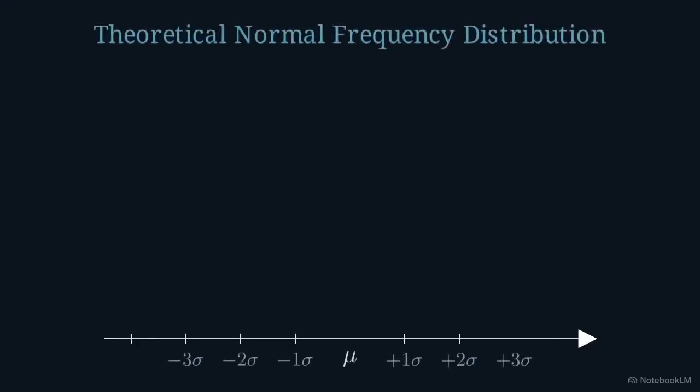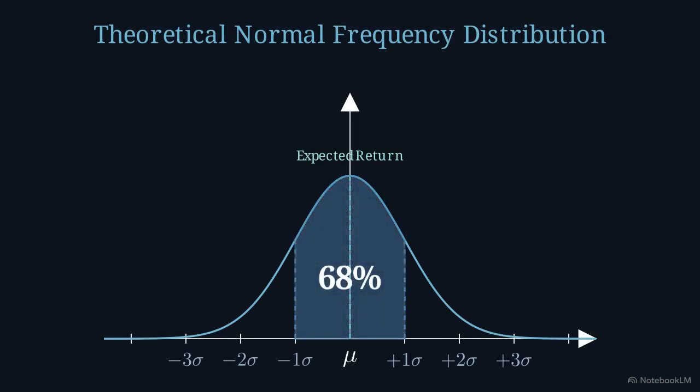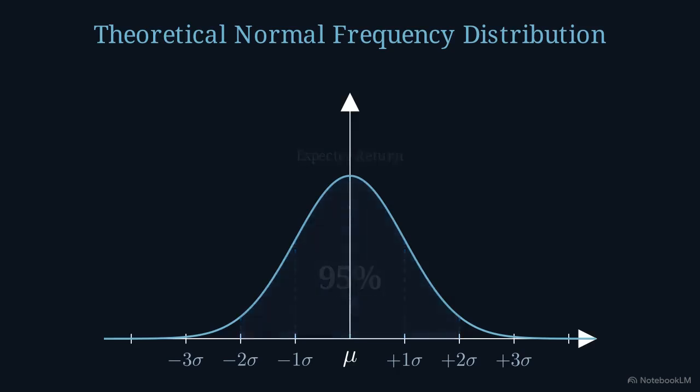Standard deviation allows us to plot expected returns onto a theoretical normal frequency distribution curve. Statistically, approximately 68% of all returns will fall within one standard deviation of the mean, and 95% within 2 standard deviations. In reality, long-run equity returns do not perfectly conform to this symmetrical pattern.